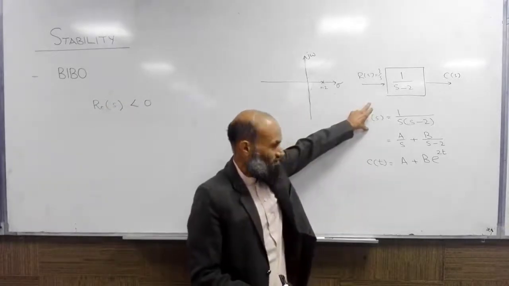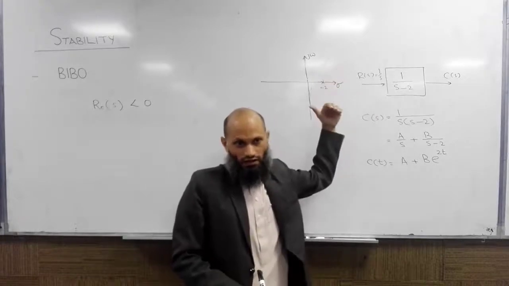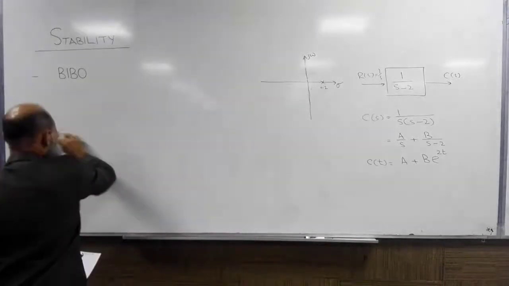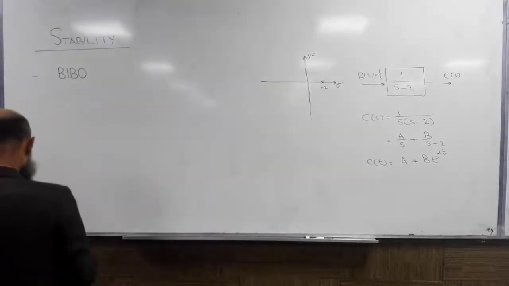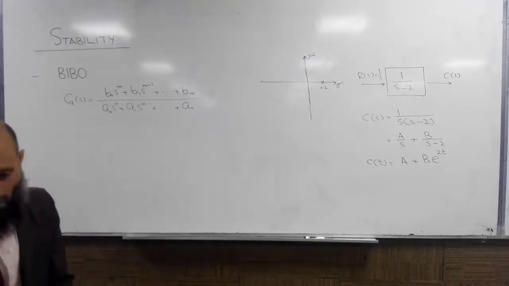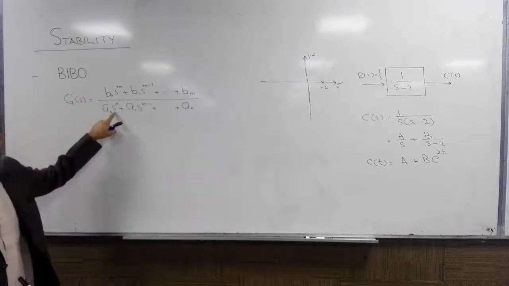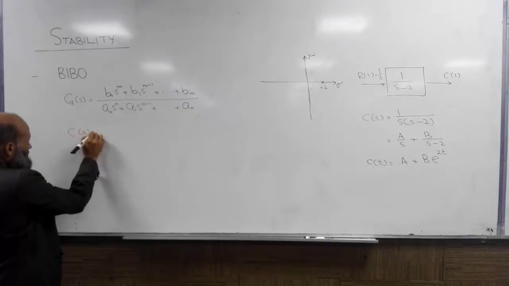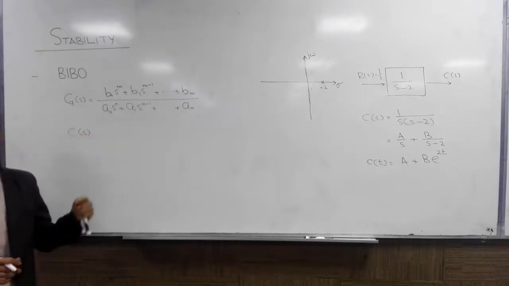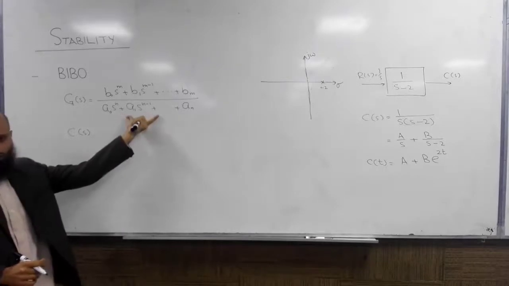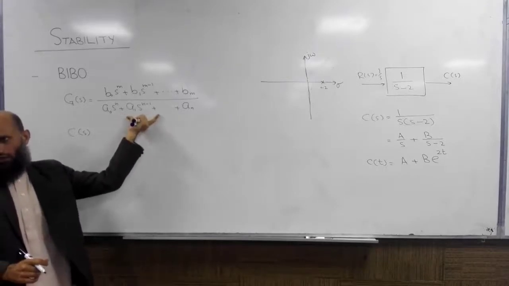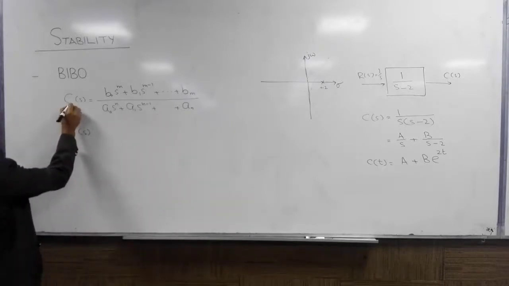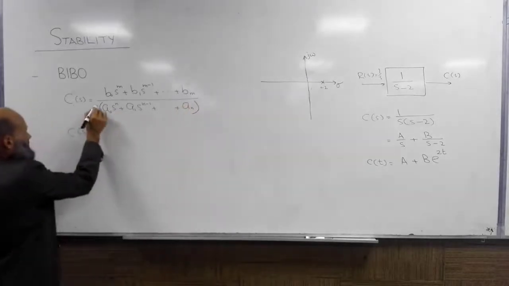We have taken this for the case of a first order system. That is true for any system of any complexity. For example, if we take a general system of nth order, we have a general transfer function, an nth order system. Its step response C of s. What is C of s? C of s is obtained by multiplying this transfer function with the Laplace transform of the input. If we have a unit step input, its Laplace transform is 1 over s, and therefore C of s is equal to this multiplied by 1 over s.